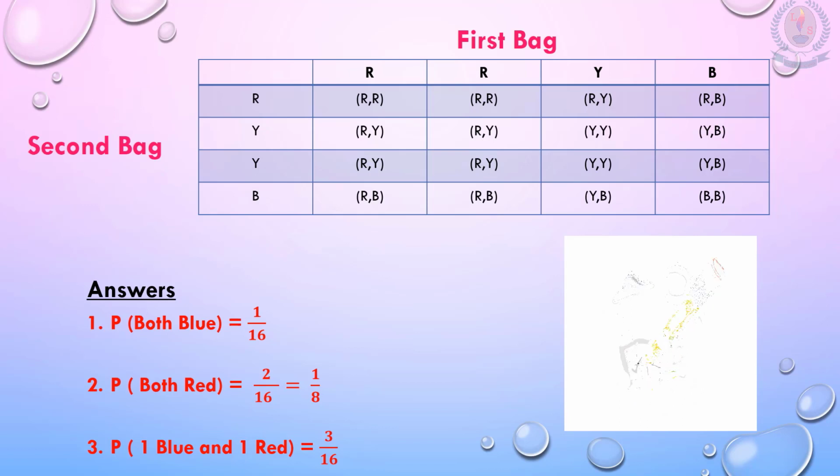You can see the probability of getting both blue. There are 16 possible outcomes, 1 chance to get both blue. So it's equal to 1 over 16. P both red, 2 over 16. So it's equal to 1/8. P, 1 blue and 1 red. There are 3 chances. So 3 over 16.